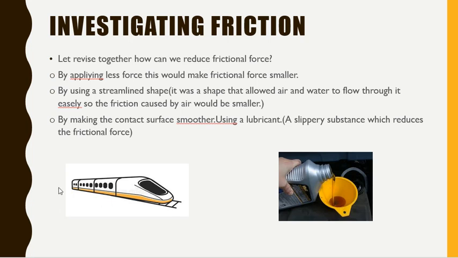What is a lubricant? It's a slippery substance which reduces the frictional force. In the pictures you see a streamlined train and a lubricant. A streamlined train allows air to pass through it easily, and the lubricant makes the surfaces smoother.